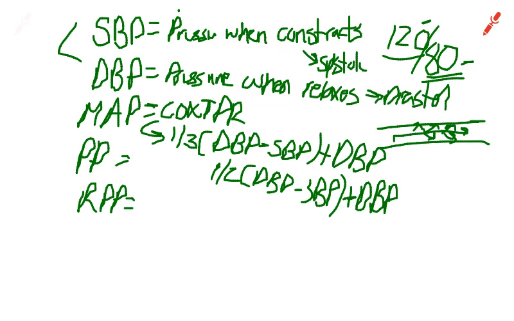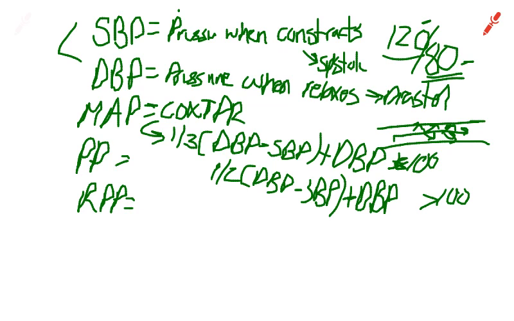Now there's two different formulas because there's two different times we'd use it. If there's a case study and the client's blood pressure is below 100, you would use the 1/3. If there's a case study and the client's pressure is above 100, you would use this formula.